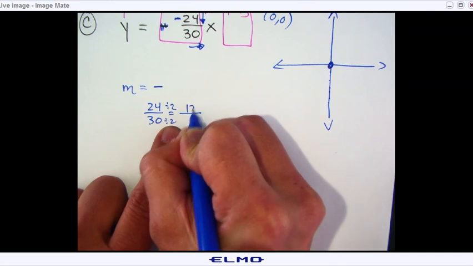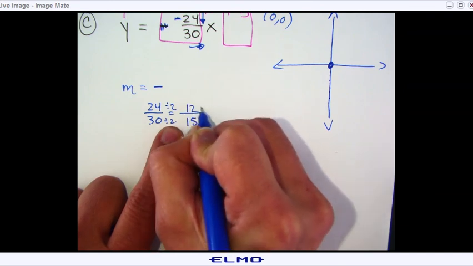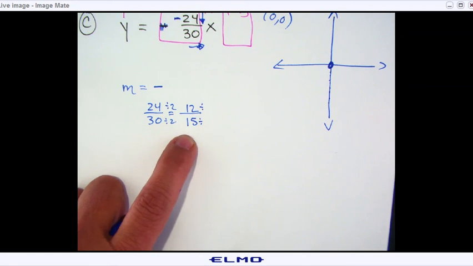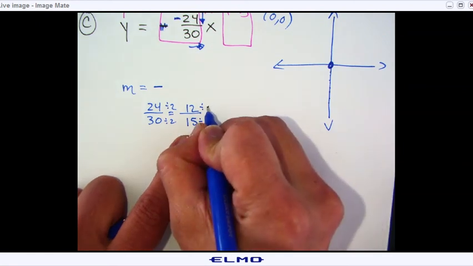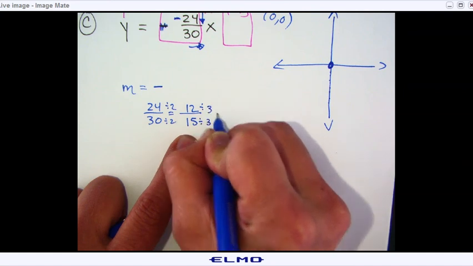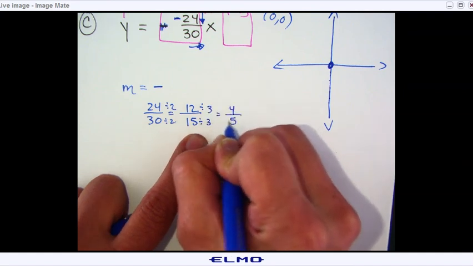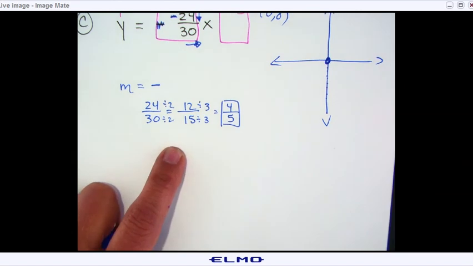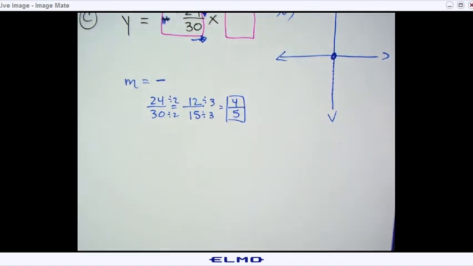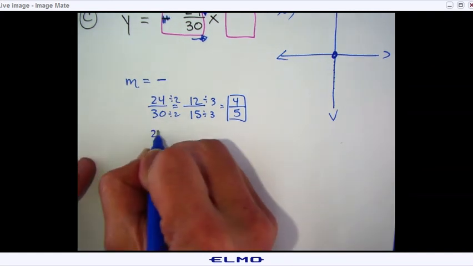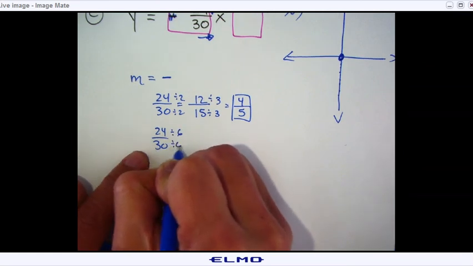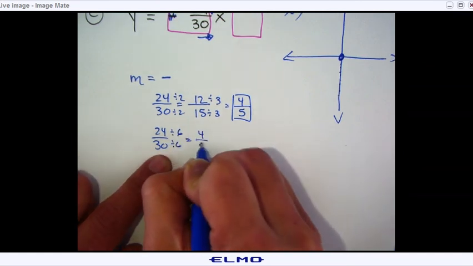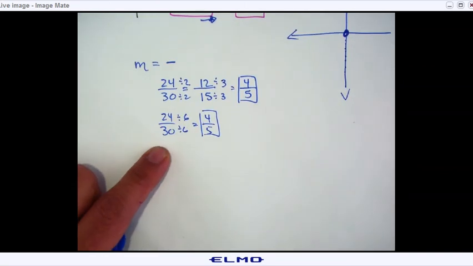That's 12 over 15. Keep going. I'm dividing by what? 3. That gives you 4 over 5. See that? Try a different way. 24 over 30. Divide by 6. That's 4 over 5. See that?